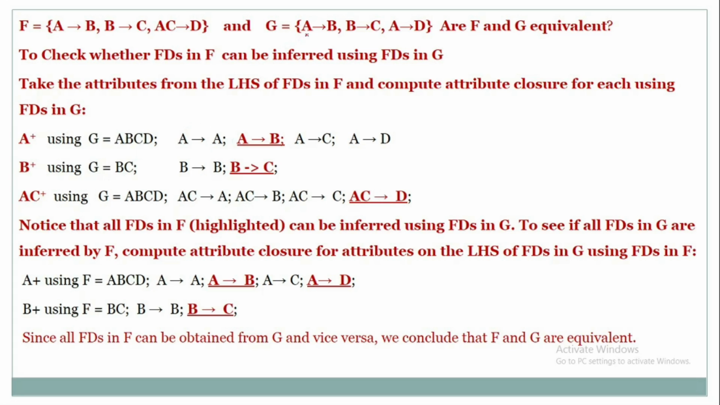Now I'll be taking the left hand side of G, that is A, B, again the same thing. We'll be finding the closure of A and B using the functional dependencies of F here. Based on the reflexive rule, A determines itself. A determines A, and based on this functional dependency, A determines B, and B determines C. So based on the transitive rule, A determines C. Yes, we have got this rule, and A determines D.